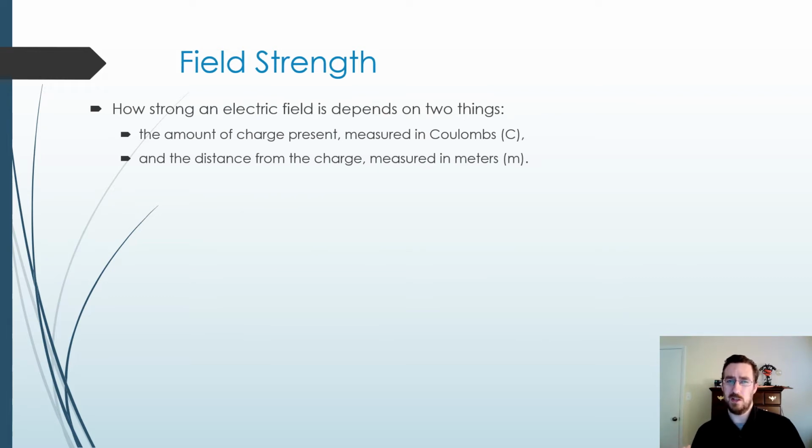The field strength is really how strong the electric field is at any point, and it depends on two things: the amount of charge that's there, measured in coulombs, and the distance from the charge to the spot in space, measured in meters.